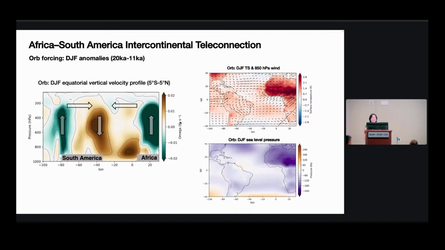Okay, so why is there a Walker circulation anomaly there? That is related to the surface temperature over tropical Africa. The figure here shows the surface temperature, DJF, in response to orbital forcing, and we see there is a strong warming over North Africa. This is because the increase in incoming solar radiation at the top of the atmosphere is further amplified by stronger downwelling longwave radiation. So that's why the warmest temperature occurred over North Africa.